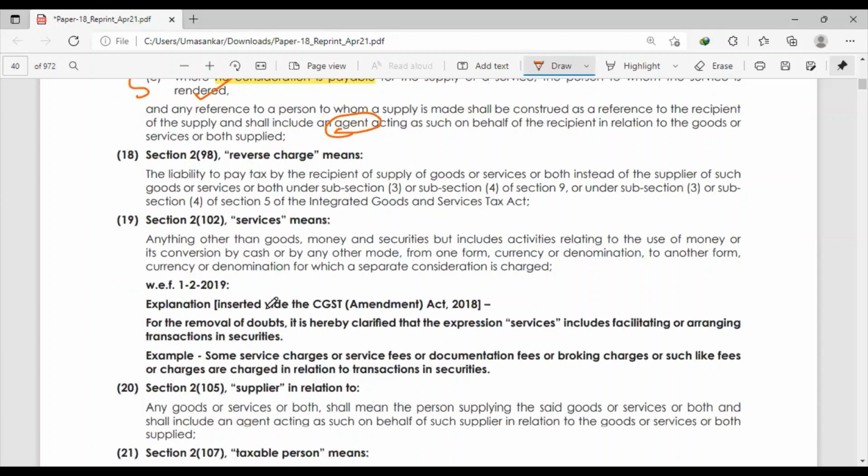Now I will go to reverse charge. Reverse charge I have already made you understand. The liability to pay tax by the recipient of supply of goods or services or both, instead of the supplier of those goods or services, under subsection 3 or 4 of section 9 or 3 or 4 of section 5 IGST. I've already taken the example and made you understand.